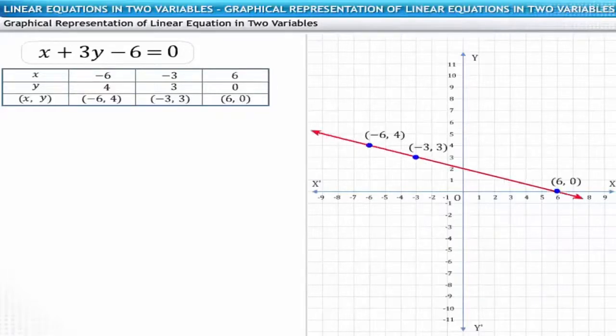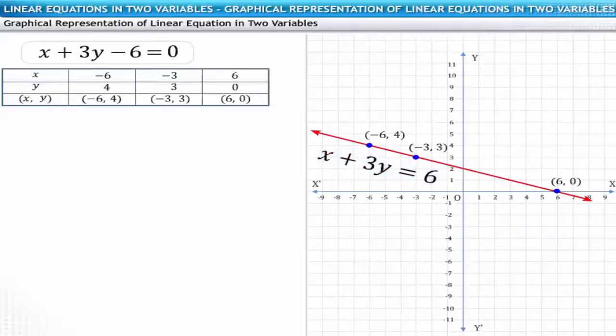If we draw a line passing through all these points, a straight line is obtained. This line represents the graph of the linear equation x plus 3y equals 6. It is general practice to write the equation along the line it represents. There are other points that also lie on the line.